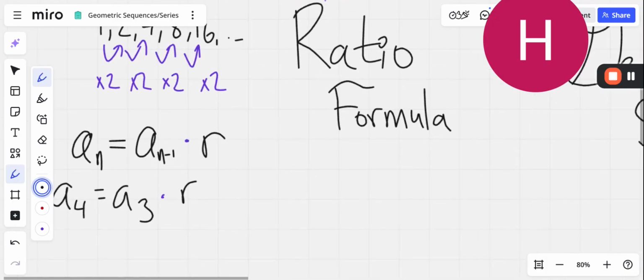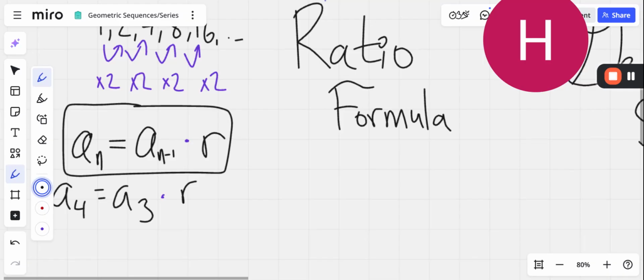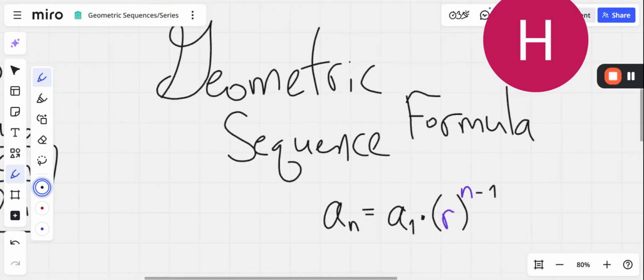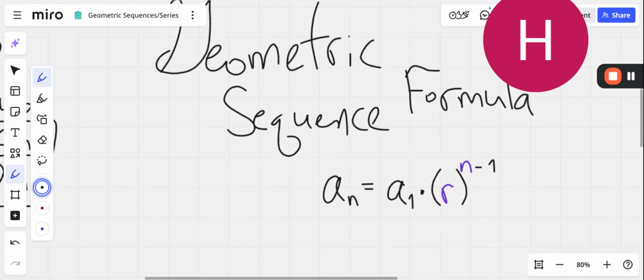We can divide both sides by A_(n-1), and that tells us that the ratio r is simply equal to any term divided by the term before it. That's how you can find the ratio. All right, that's going to come in handy when we're solving our sequence problem. I also want to show you the general equation for the geometric sequence.